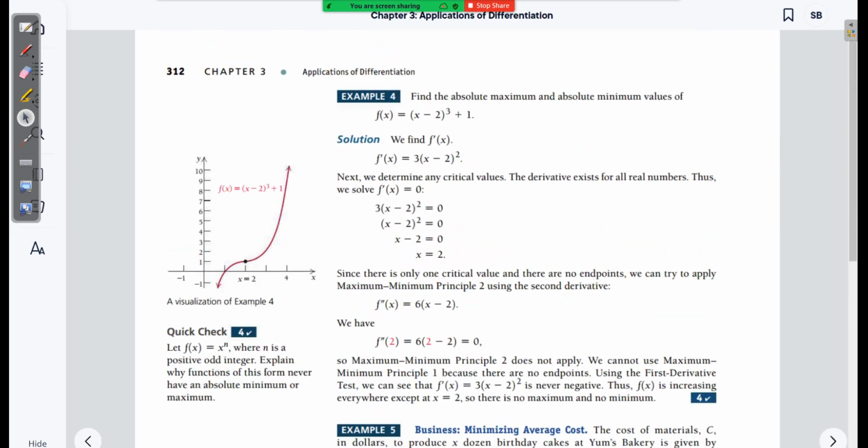All right, I think 2 more problems here. Find the absolute maximum and absolute minimum values of our function. First thing we're going to do is get the derivative. The derivative here is just going to be 3 times (x minus 2) squared, f prime of x equals 3(x minus 2) squared. And then we take the derivative of the inside, x minus 2, which is just 1. So we're just stuck with this.